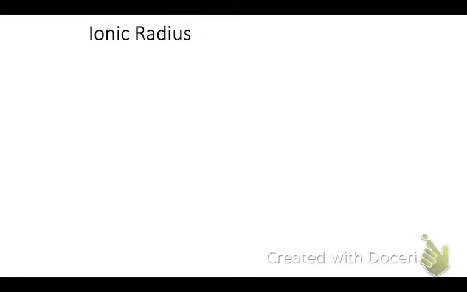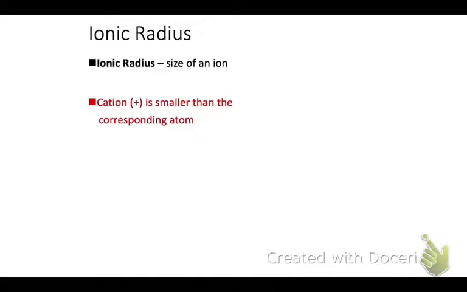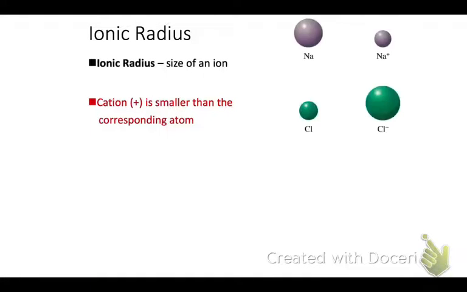Now, what about the radius of ions? All the radii that I just discussed are radii of a neutral atom. But when I have ions, whether they are positive or negative charges, I need to take into consideration that cations are smaller than the corresponding atom, which means a cation is smaller than the neutral atom, right? So look at this picture. A sodium cation is smaller than a neutral sodium.